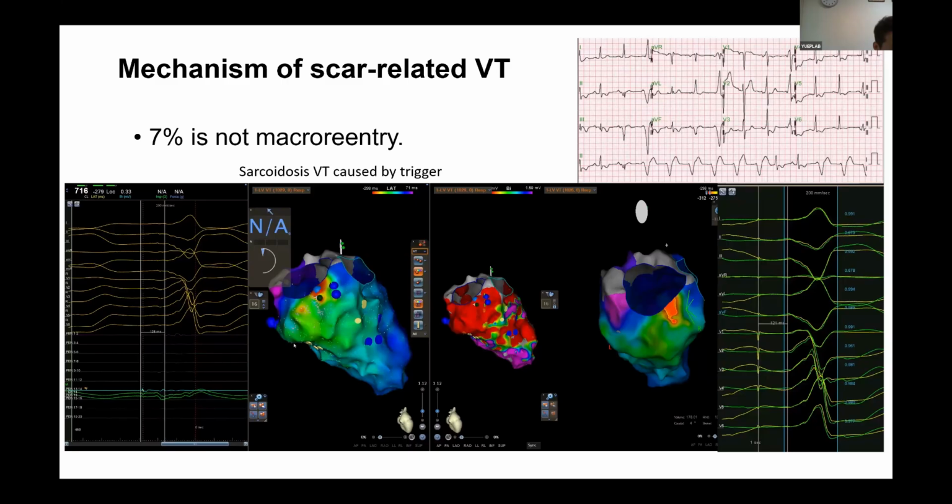But never forget that this is a sarcoidosis case with sustained VT, a very slow VT. Actually, this is a very extensive scar close to the septal region with a very long stimulus to the onset of QRS. So even though the scar was there, you could appreciate that it's like a burst. So it's less likely to be reentrant, and more likely to be a trigger type or automaticity caused by the disease substrate.